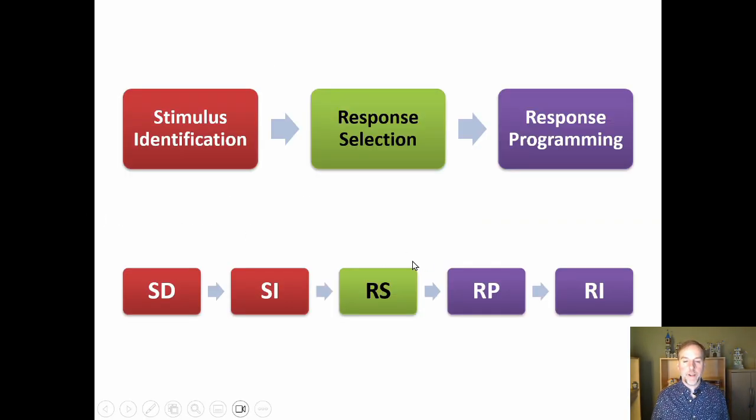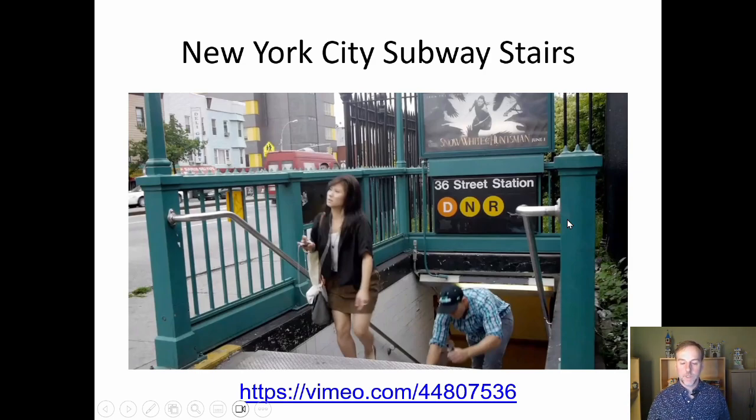This is just to remind us, we've learned about these stages of information processing. We've got our 3 main stages, or these 5 sub-stages, and we're still talking about the duration of response selection. To introduce the idea of stimulus-response compatibility, I'd like you to watch this video about a staircase leading to the subway in New York. Give me a pause, check that out, and then come back here.